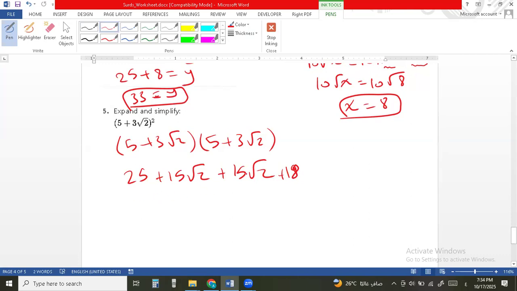Let's simplify. 15 root of 2 plus 15 root of 2 is 30 root of 2. Plus 25 and 18 is going to give you exactly 43. That's it.